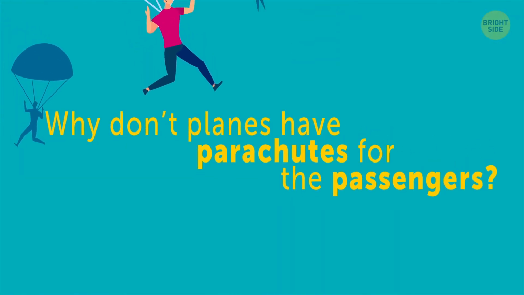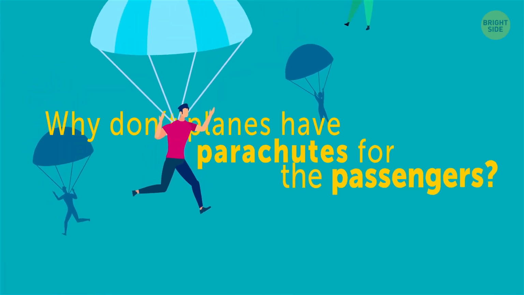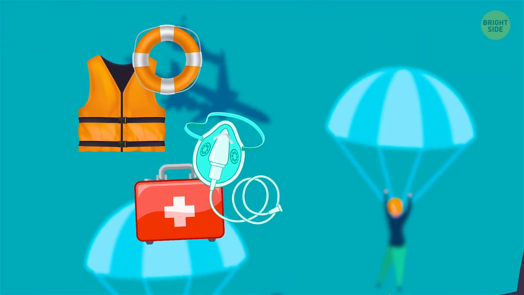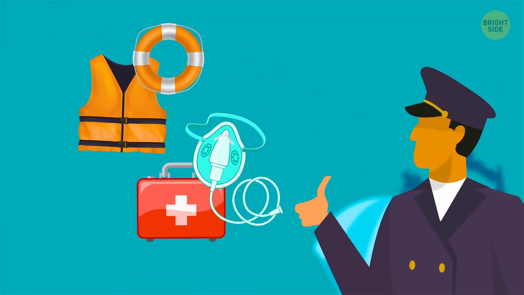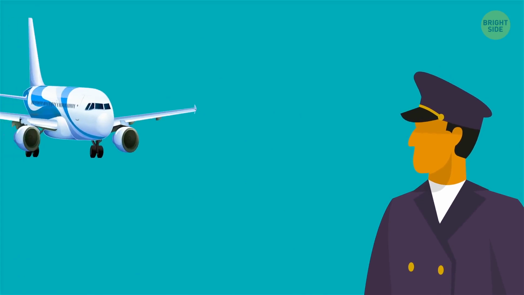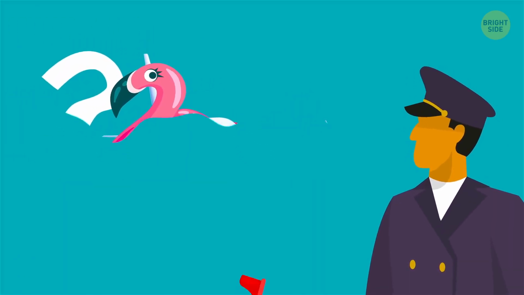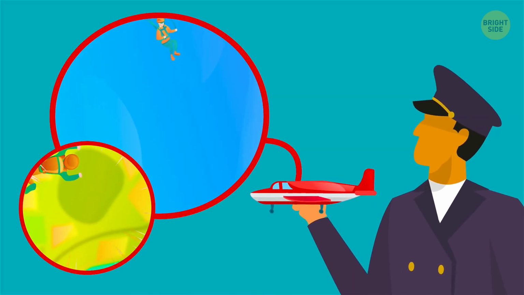Why don't planes have parachutes for the passengers? Well, it's a legit question. After all, they have those oxygen masks and the seat cushion is a flotation device. But what good will a floaty do tens of thousands of feet in the air? Still, as it turns out, parachutes won't do you much good either.